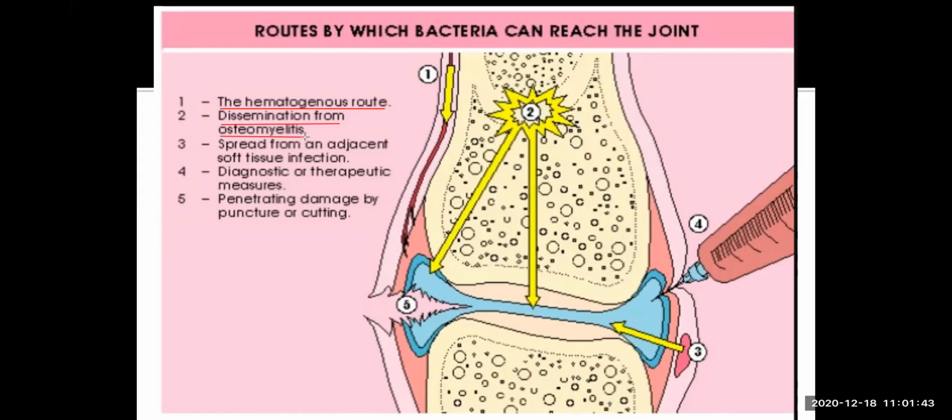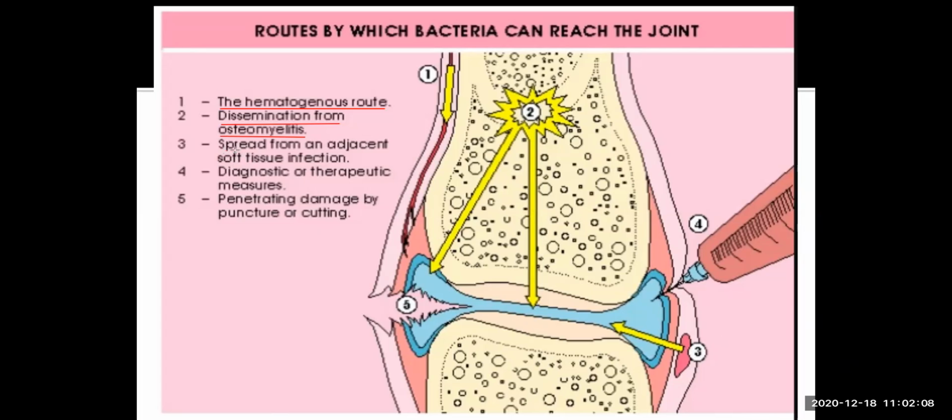Lower end of the femur and upper end of the tibia are the very common site for acute osteomyelitis. Even for chronic osteomyelitis, they are the common site. So contiguous spread of the infection from there can occur into the joint, especially in very young children. Now the third mechanism, you can see here.